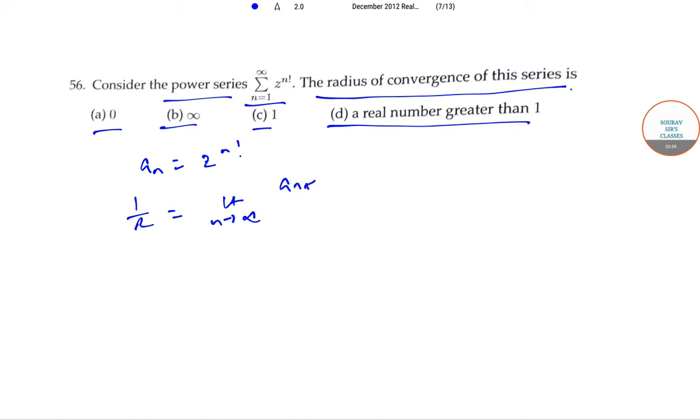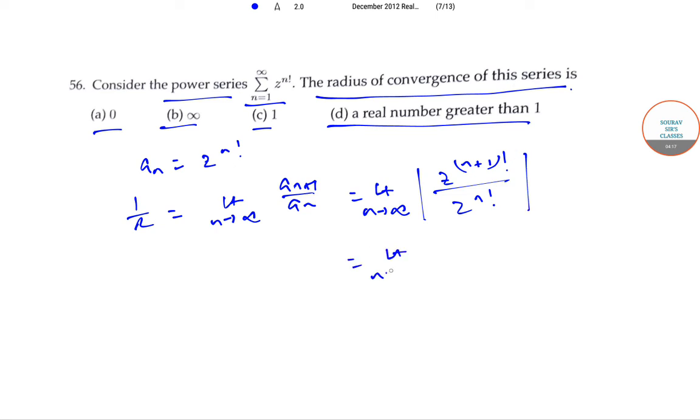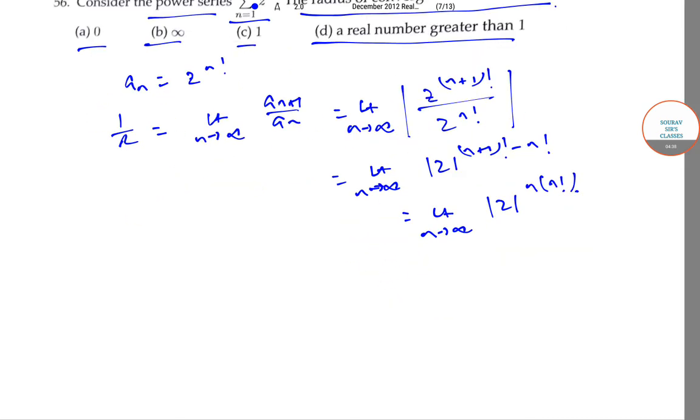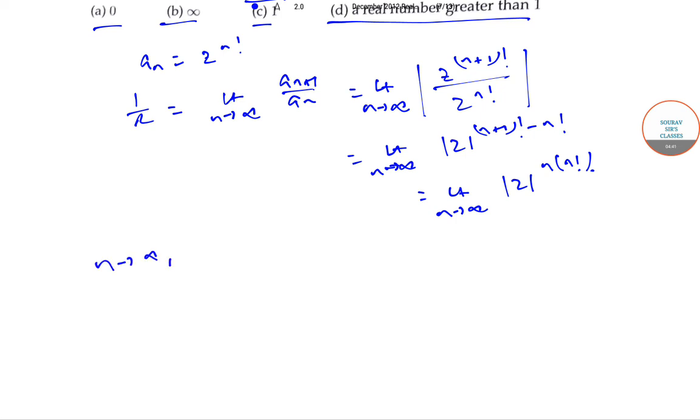the limit as n tends to infinity of |a_(n+1) / a_n|, that is, the limit as n tends to infinity of |z to the power (n+1) factorial / z to the power n factorial|, which is equal to the limit as n tends to infinity of |z| to the power (n+1) factorial minus n factorial, that is equal to the limit as n tends to infinity of |z| to the power n times n factorial.